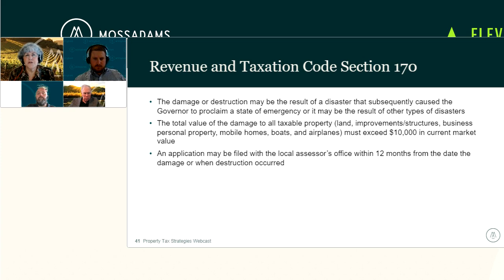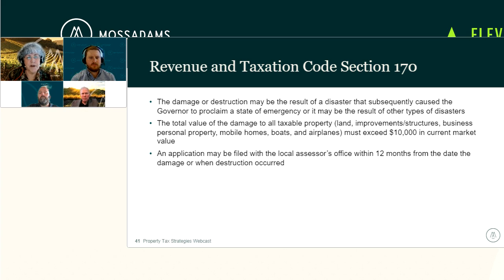Revenue and Taxation Code Section 170 covers misfortune and calamity. You'll also hear me call it calamity and disaster. It's the same thing. The damage has to be a result of a disaster. And there can be disasters where the governor doesn't proclaim a state of emergency and you can still file a claim form. The total value of the damage has to be at least $10,000 in current market value. And this is damage to land, improvements, structures, business personal property, mobile homes, boats, airplanes, etc.